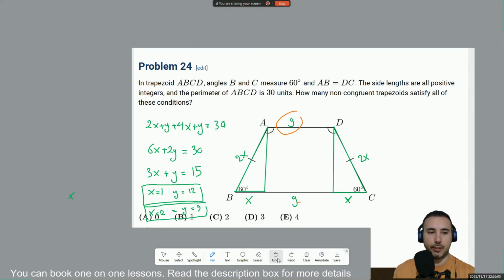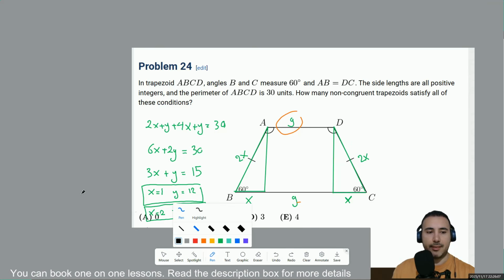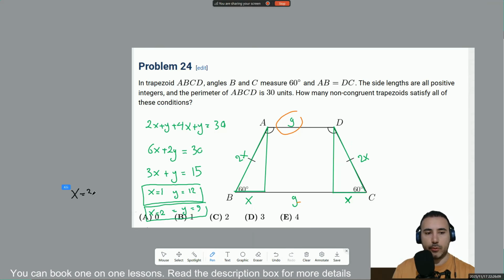If x is equal to 3, let me change my color here. If x is going to be equal to 3, then y will be equal to 6. And if x is equal to 4, y is going to be 3. And if x is going to be equal to 5, y is going to be 0. Let's draw them. I mean, we already have 5 candidates, except the last one, which is 0. But we're going to draw it.